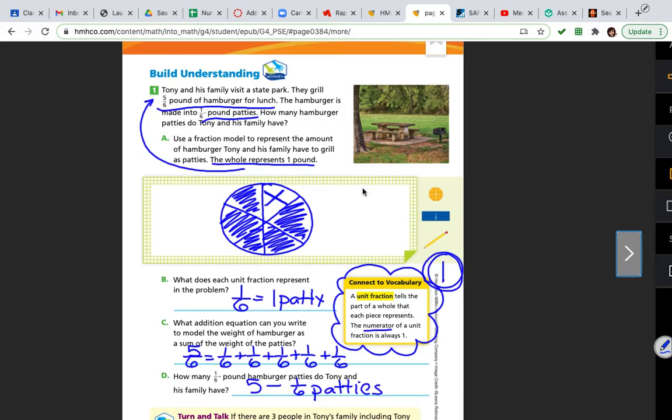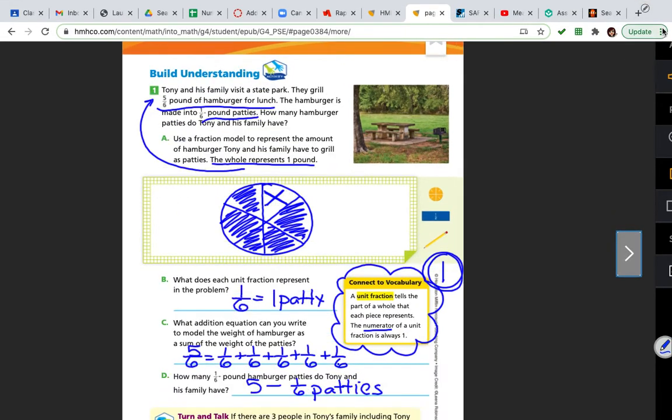So they're only going to make 5 hamburgers. Each patty is 1/6. They can make 5 hamburgers. So they have 5 1/6 patties. So remember, anytime you see the word unit fraction, you need to remember that the numerator will always be 1.